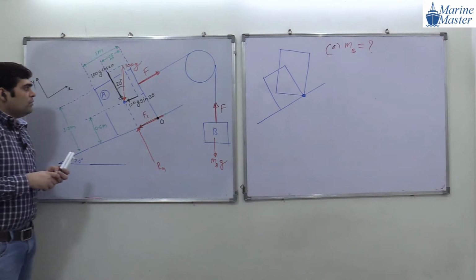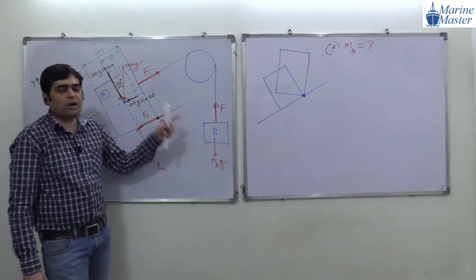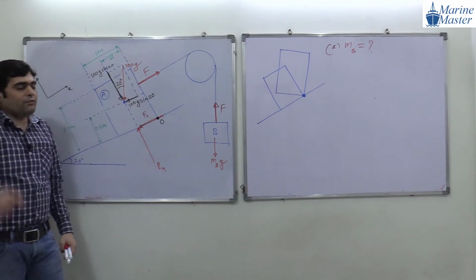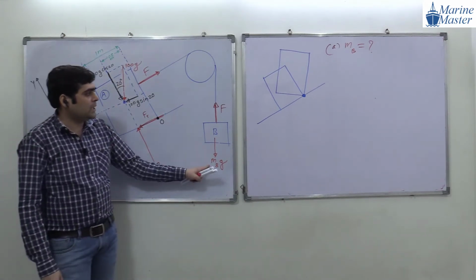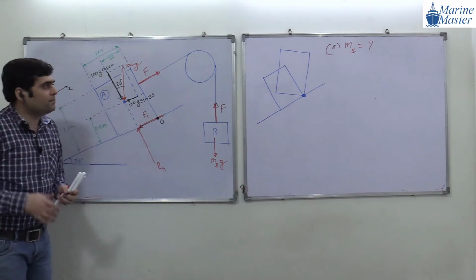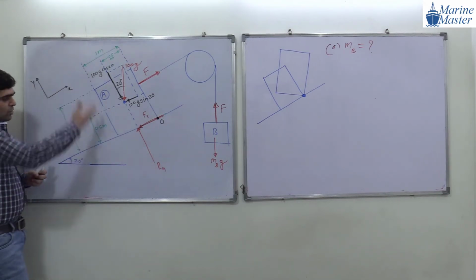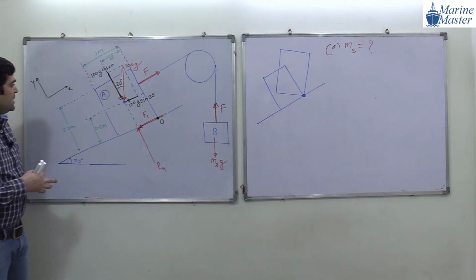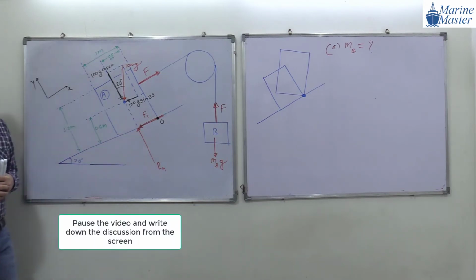Now if we need the mass of B, what are we going to do? We are going to first find out F, and by using F we are going to find out the mass of B. Before going further, everyone, please draw this drawing properly, and then we will see our A part.